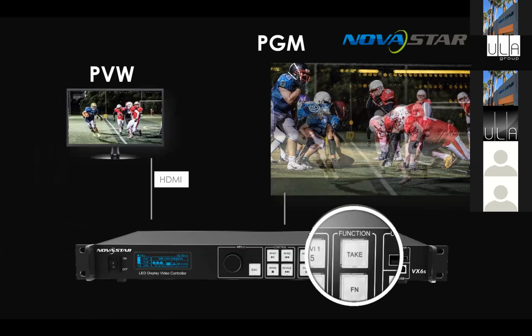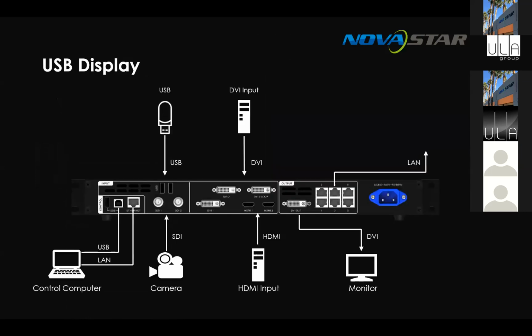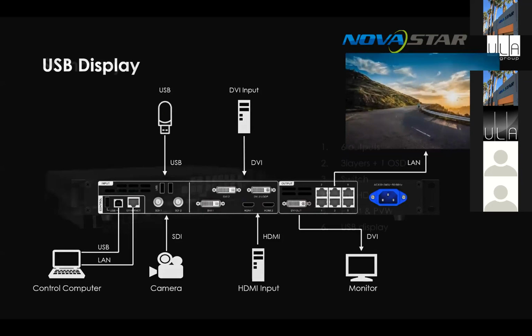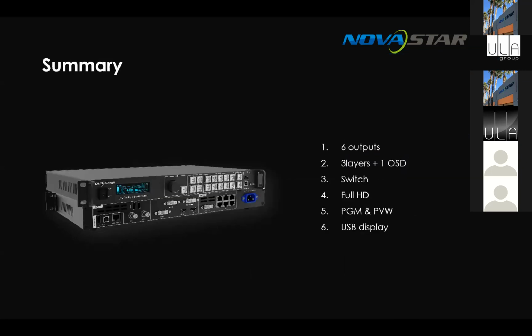So yeah, just fundamental stuff there. It does have a USB player in it as well. It plays standard sort of movie files. So if there's something there that you want to play, just as an easy source, holding slides, whatever, the option is there to use a USB source. So basically, in summary, the 6 outputs, 3 layers, it's a switcher, does full HD, network control, and that there.